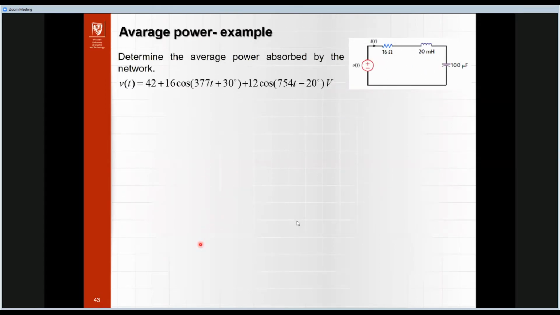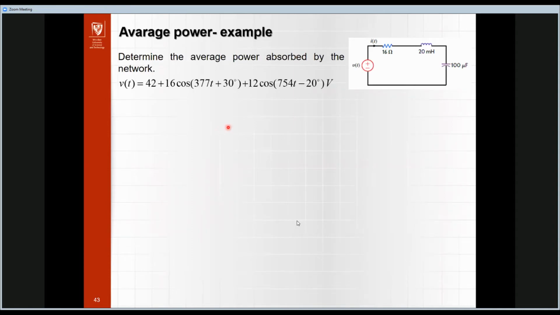Okay, and another example is connected with power. So now we should determine the average power absorbed by the network, and we have the equations which describe our source.